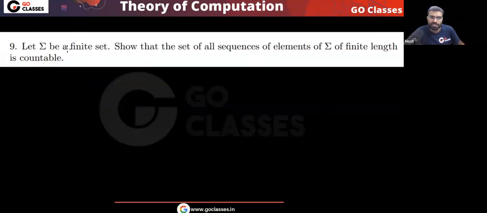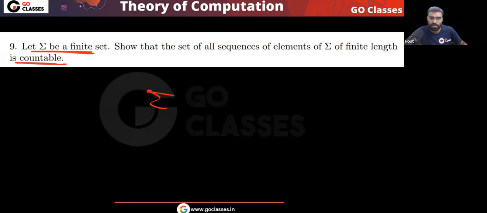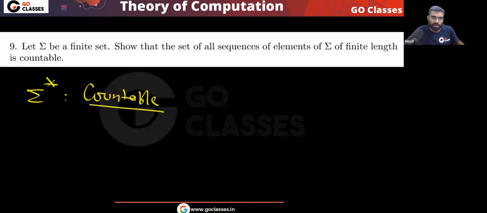This we have already seen, right? Sigma is any finite set. Then the set of all sequences of finite length, meaning the set of all finite length strings, is countable. That means sigma star is countable. This is the simple point. We have already seen that sigma star is countable. Agree? The set of all finite length strings is countable. We have already proven this.